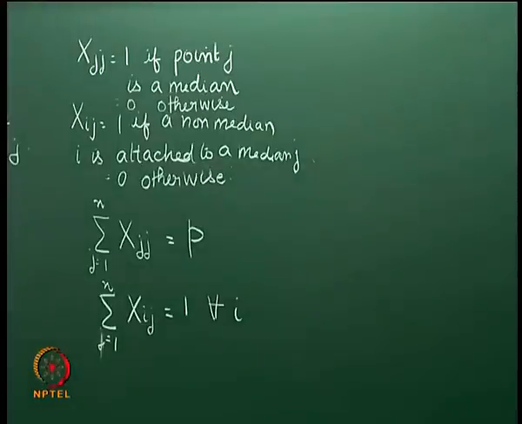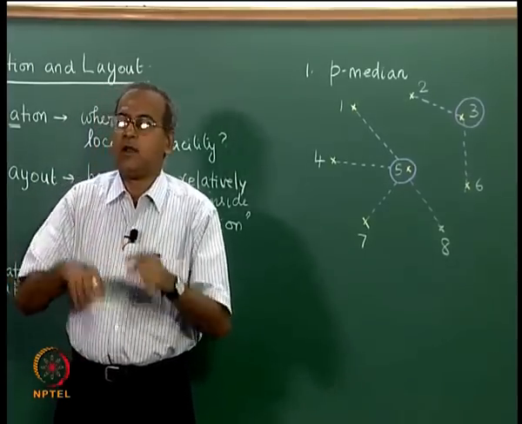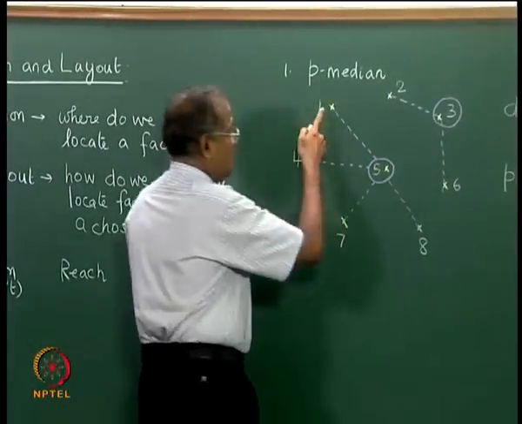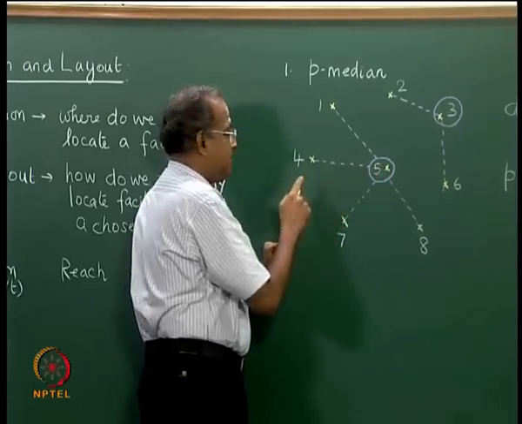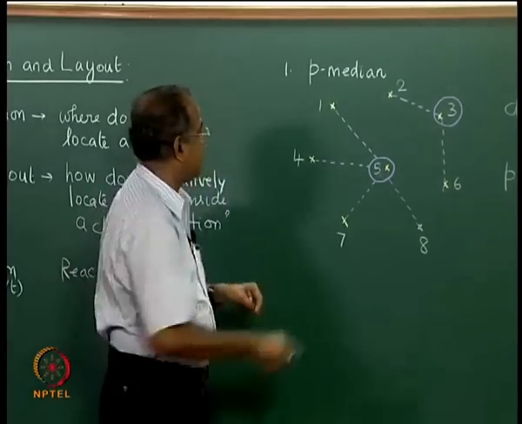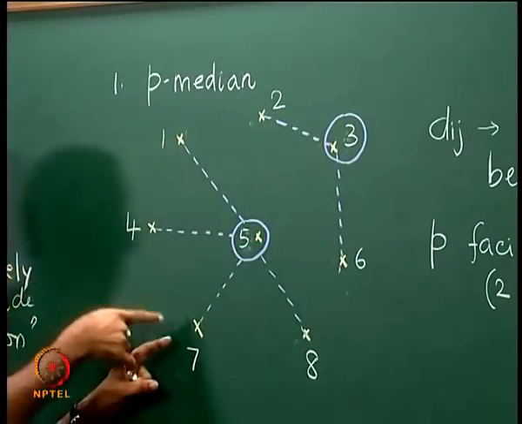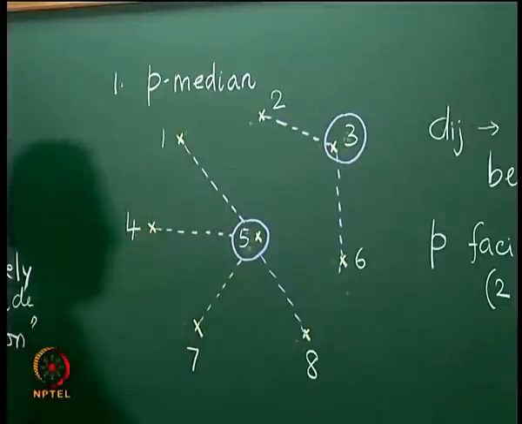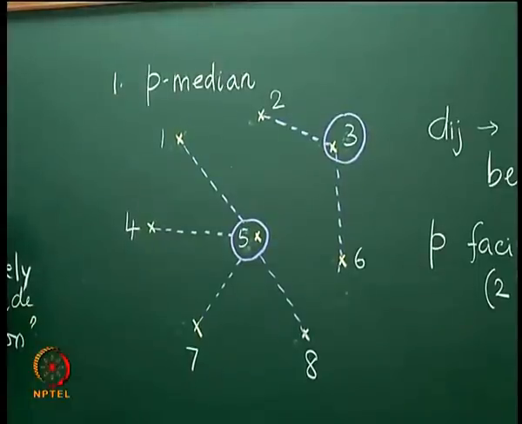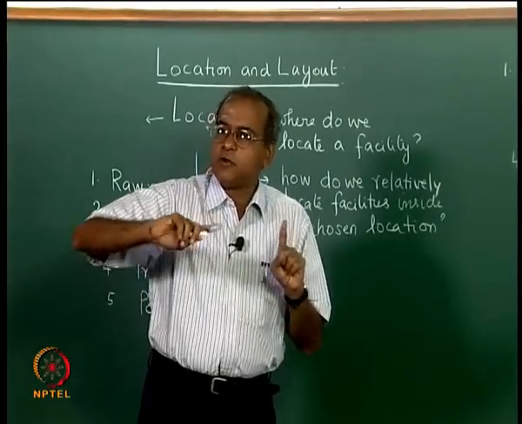Now each point is attached to only one other point, which could be itself or it could be some other point. So as far as this solution is concerned, x15 is equal to 1, x23 is equal to 1, x33 is equal to 1, x45 is equal to 1, x63 is equal to 1, x75 equal to 1 and x85 equal to 1. So if I take a particular i, then for that i it has to be attached to only one j, which could be itself or it could be some other point.